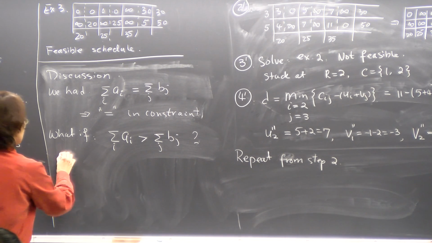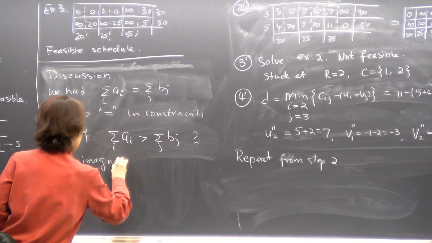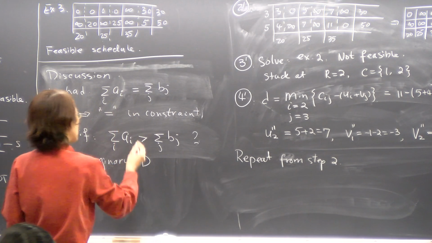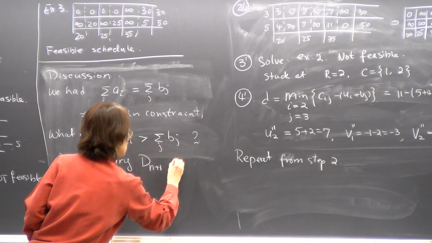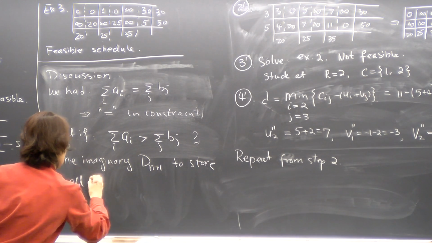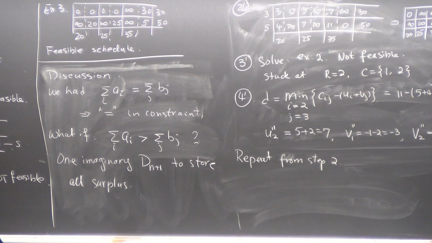Okay, so one imaginary destination. So destinations D1 to Dn, let's say D_{n+1} to store the surplus. Okay? And then it turns into that nail, then I can hammer. Is that okay? And we're not going into examples on that. That's just rewriting it, and then you carry out the same algorithm. All right.